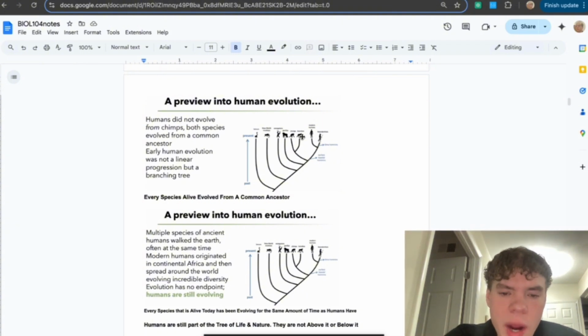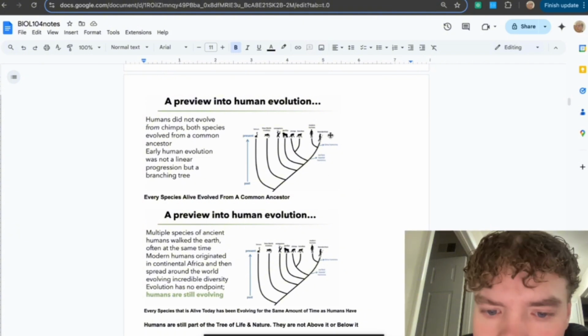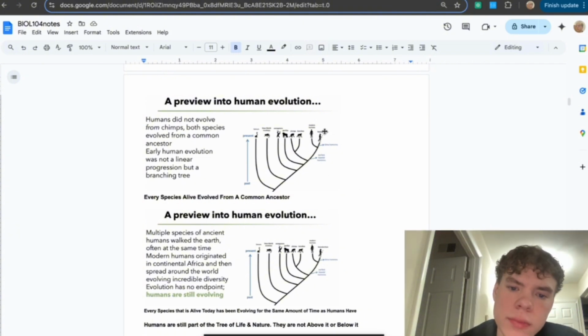So if we were asked what common ancestor humans and Neanderthals have most in common, it would be this one right here. Or we would be asked, are humans more closely related to chimps or bonobos? The answer would be they're both equally related because they come from the same common ancestor, right?